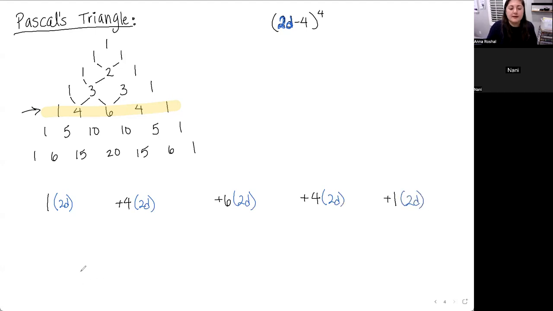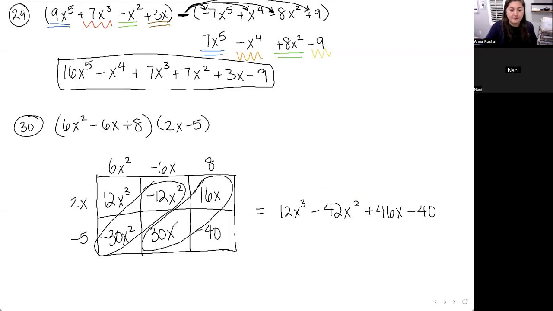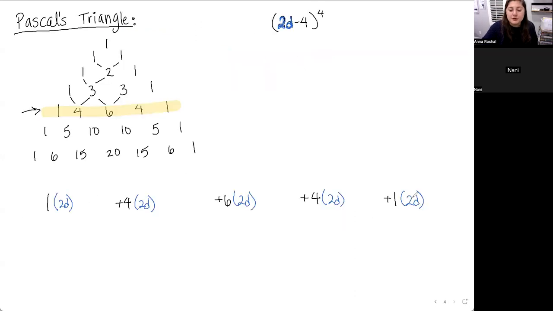And the reason why I'm doing that is because I know when I factor, like when you make the box like we did over here, everything is going to get multiplied by everything. So each of these has some level of 2x, and each of these has some level of -5, right? So I know that each of these terms is going to have some level of 2D. And the way that I know which level it is, I'm going to start with my highest exponent, which is going to be 4. And then I'm going to go down 4, 3, 2, 1, 0.